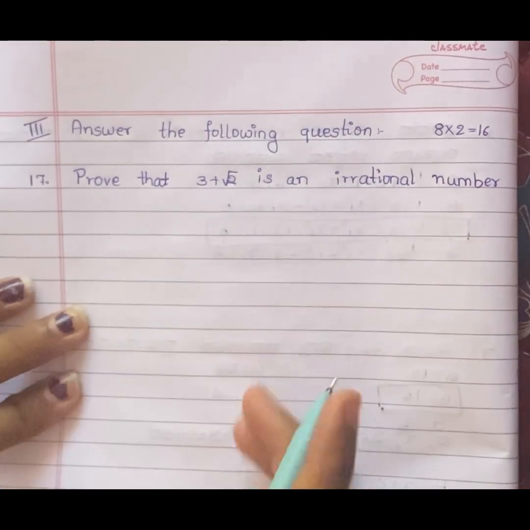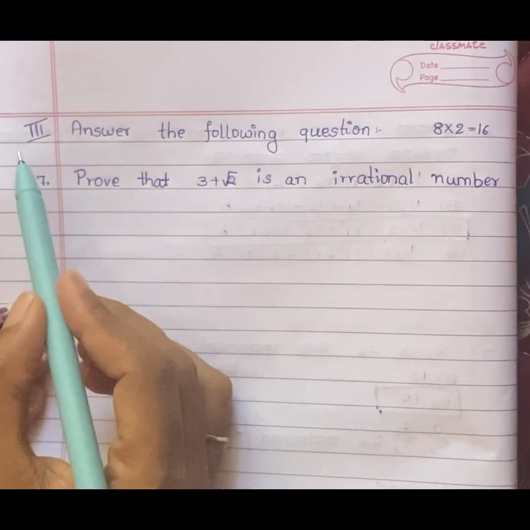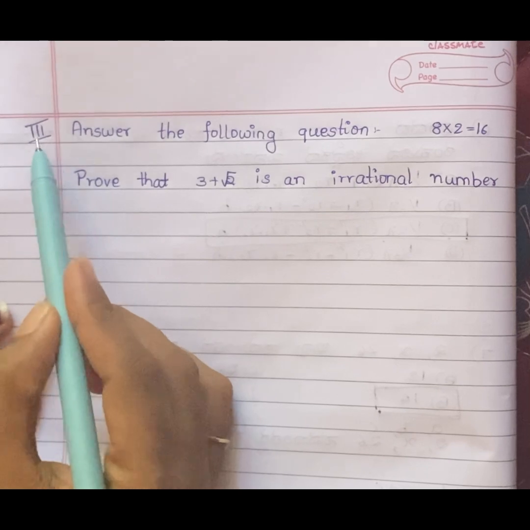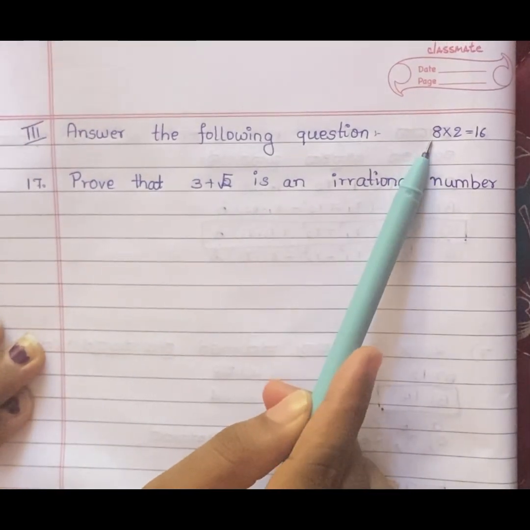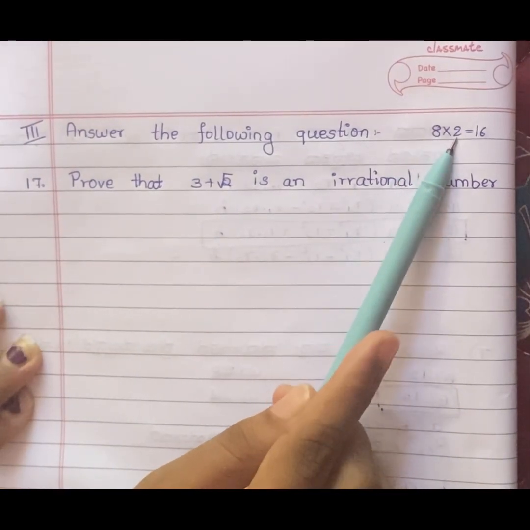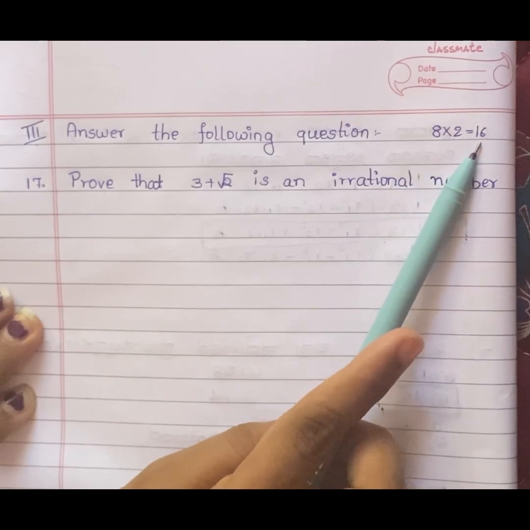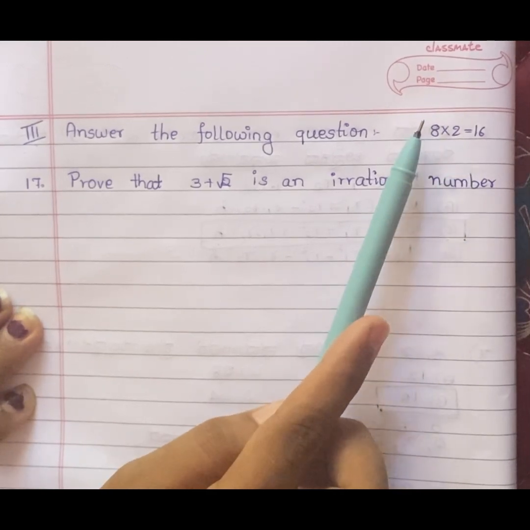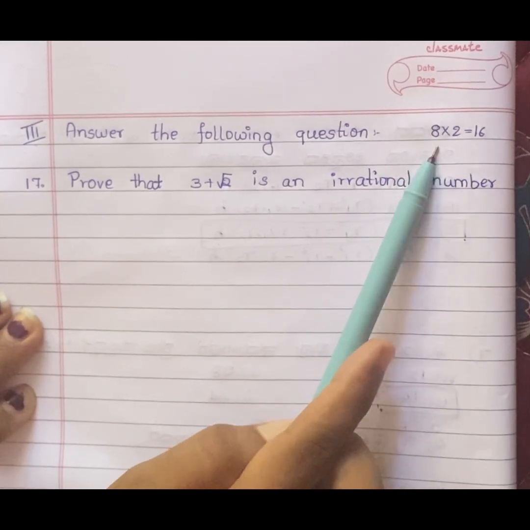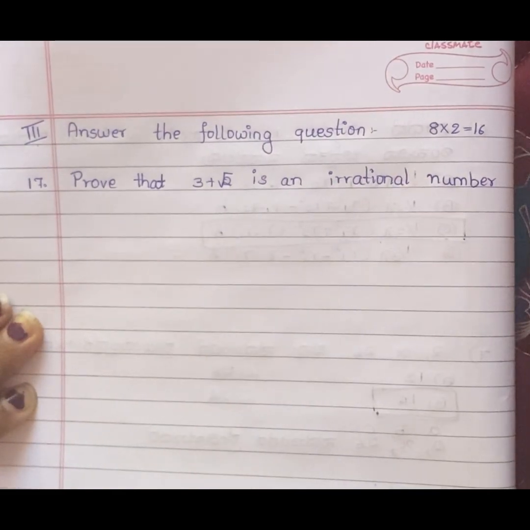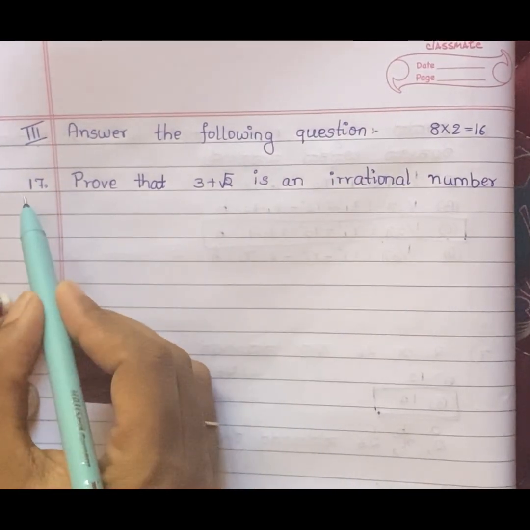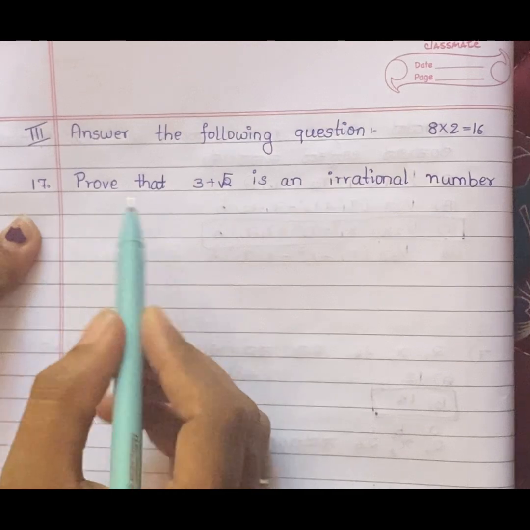Okay, so in the 2024 question paper, Roman number 3, we have 8 questions. Each question carries 2 marks, so the total is 16 marks. So we have 8 questions of 2 marks. Starting with the first one, that is the 17th question.